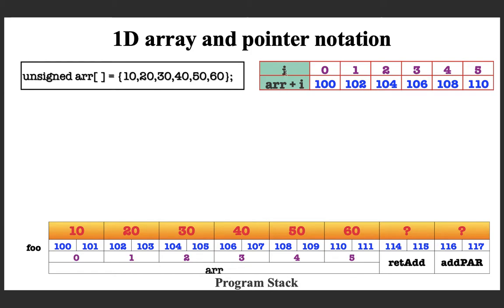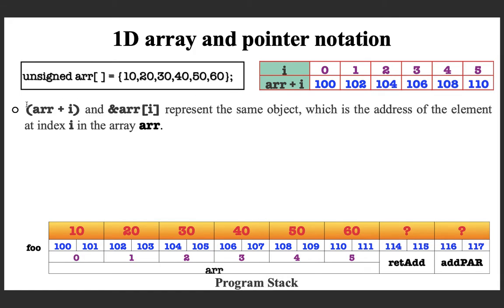So, for all values of I from 0 to 5, what is ARR plus I? The address of the element at index I. When it is 0, the address is 100. When it is 1, the address is 102. Likewise, it goes. So, what we are telling is ARR plus I is the address of the element at index I. So, these two are same.